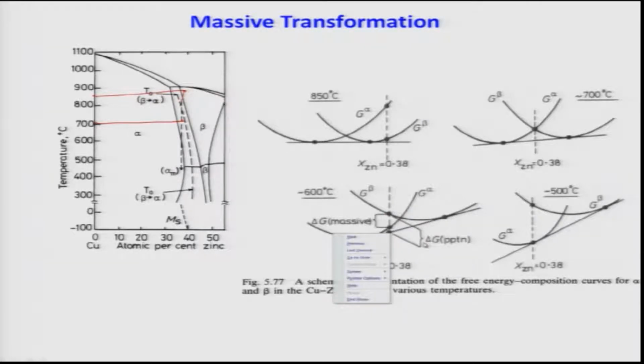Delta G precipitation means delta G alpha plus beta, right, because alpha will precipitate out from the beta. That is why it is called precipitation, and that precipitation will happen like a Widmanstatten morphology. So, that is the driving force.